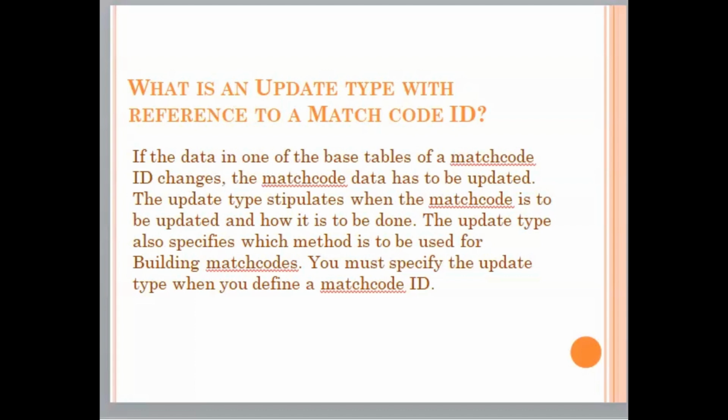If the data in one of the base tables of a match code ID changes, the match code data has to be updated. The update type stipulates when the match code is to be updated and how it is to be done. The update type also specifies which method is to be used for building the match code.